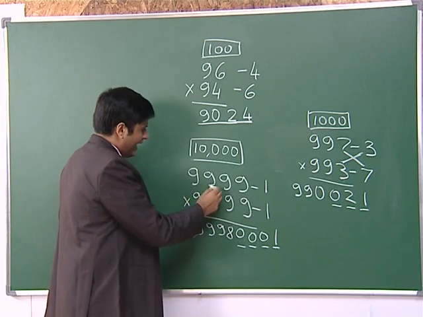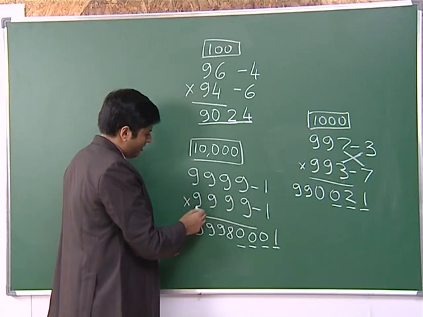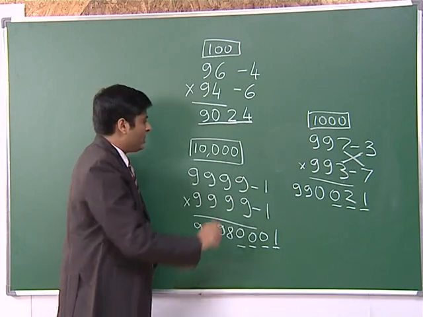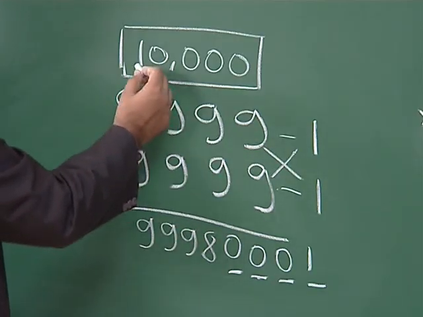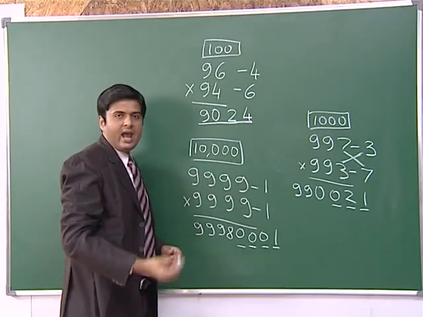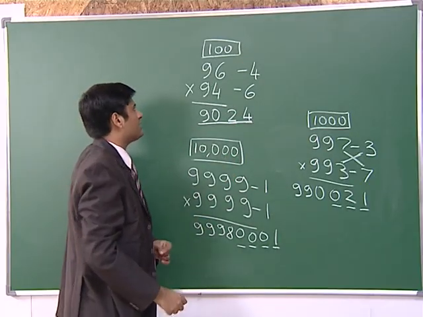And 9999, here also, 9999 is closer to 10,000. Both the numbers are closer to 10,000. So we found the bases, and next we were to find the differences.